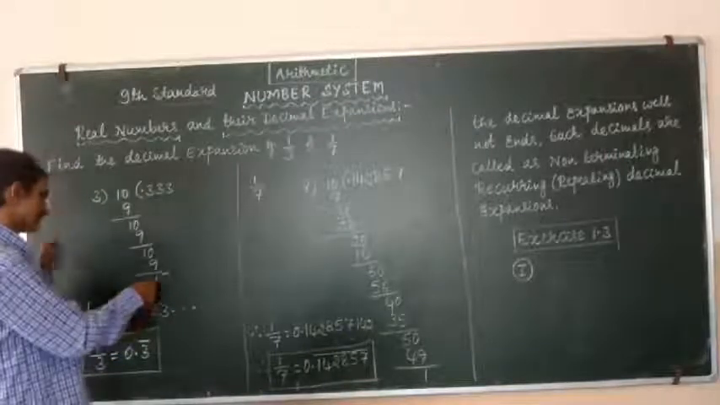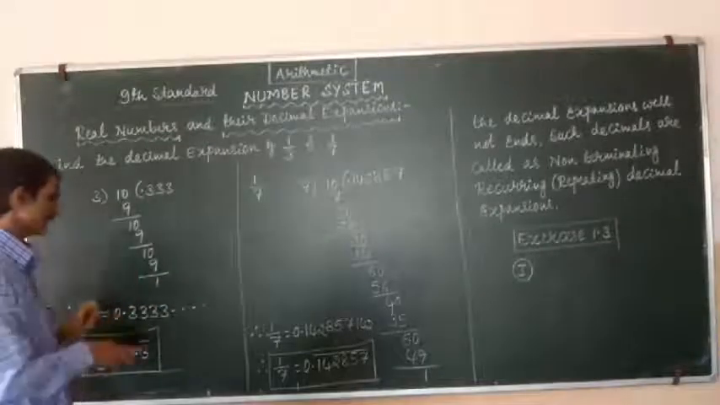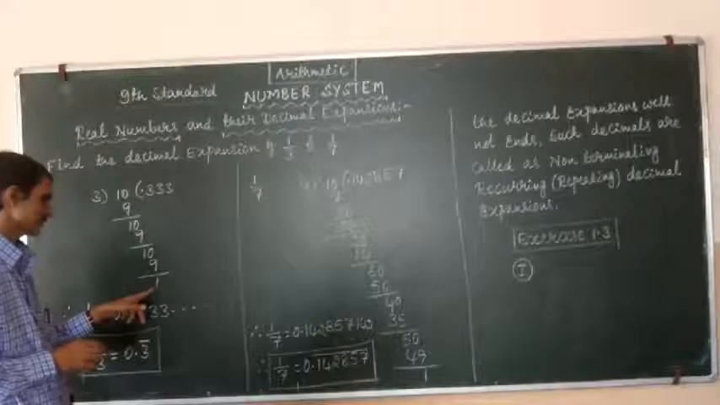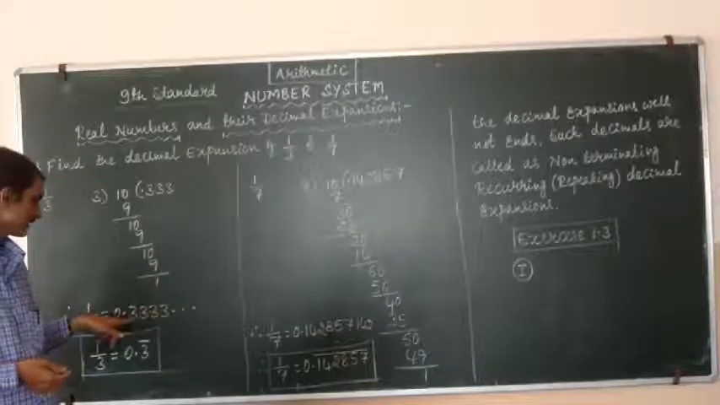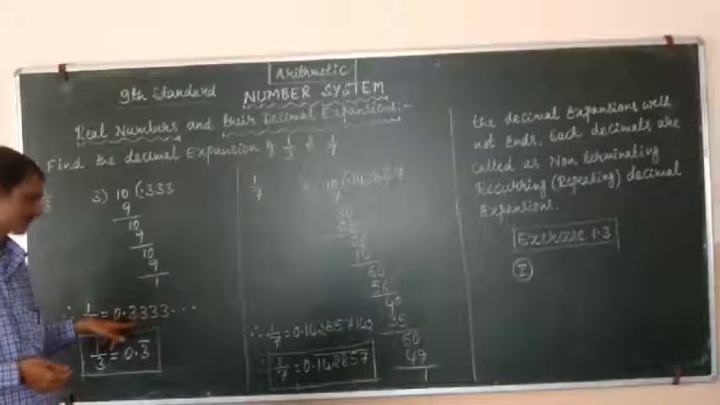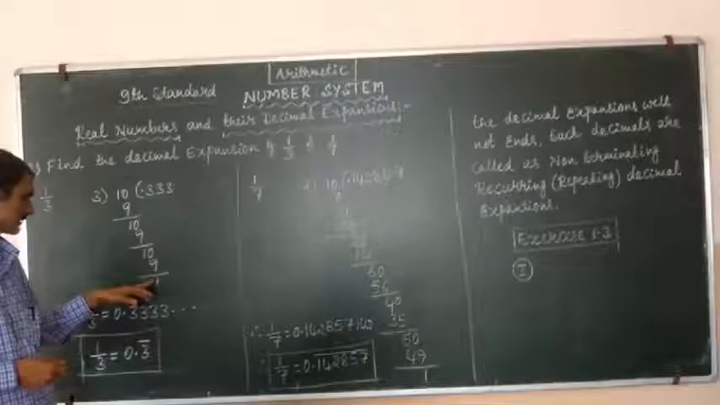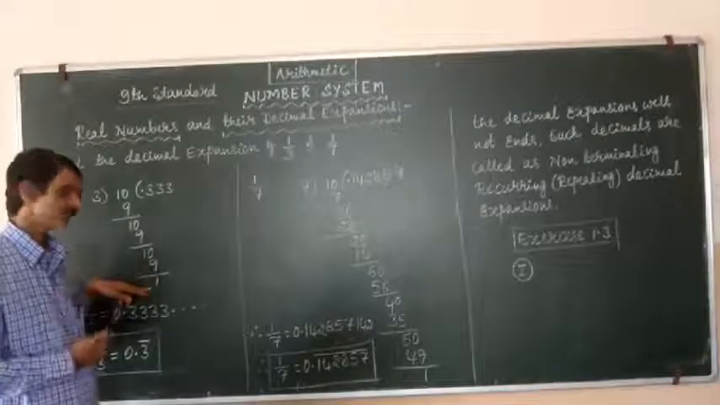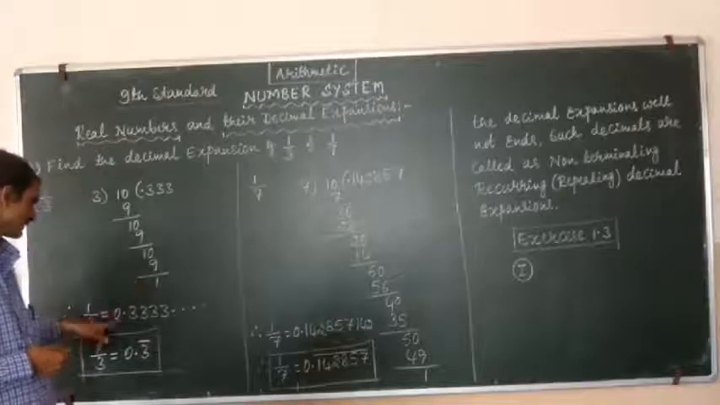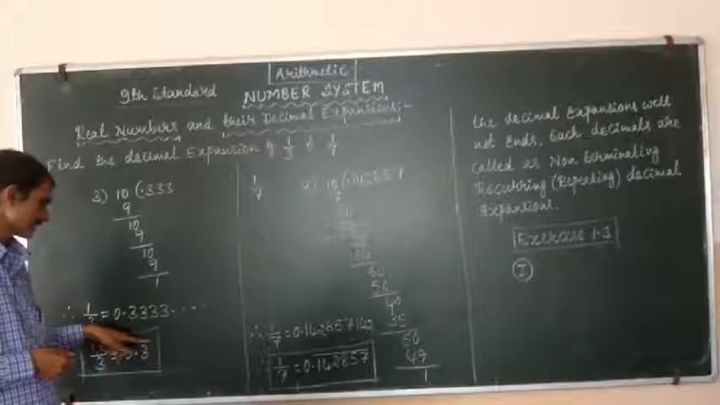So that means the remainder does not become 0 here. Therefore the decimal expansion is repeating. 3 is repeating, but the remainder does not end at 0. Therefore, this can be written as 1 by 3 is equal to 0.3 bar.